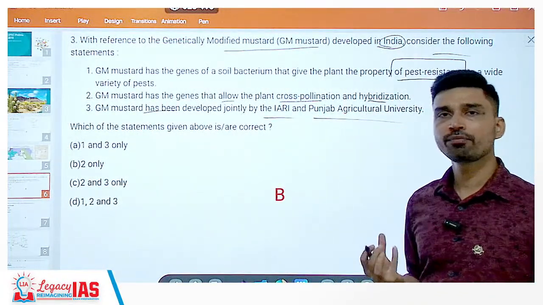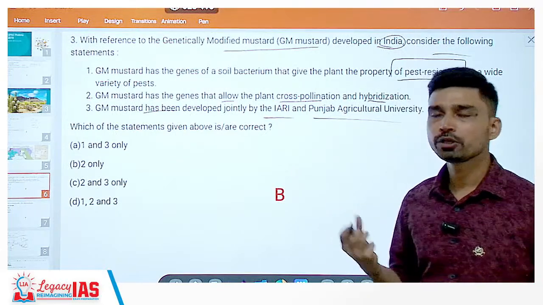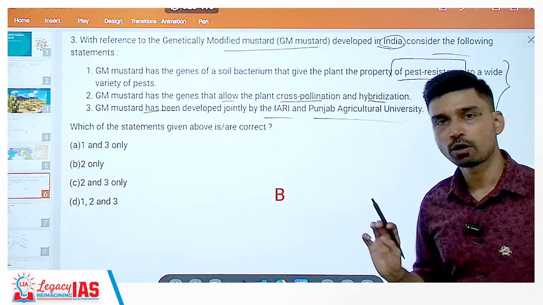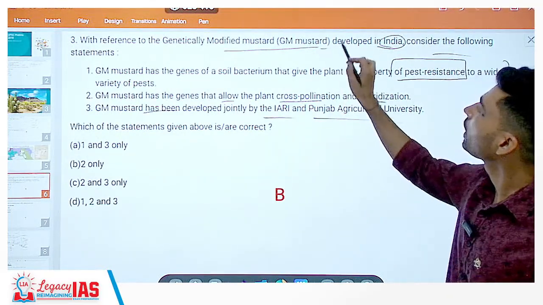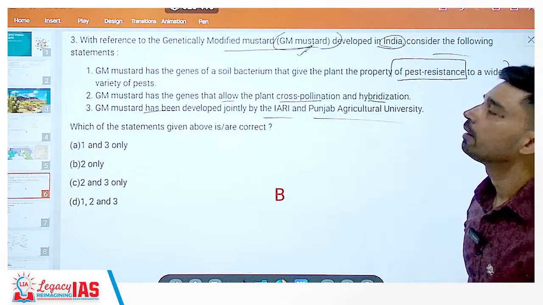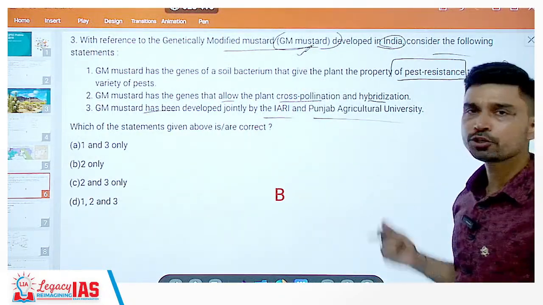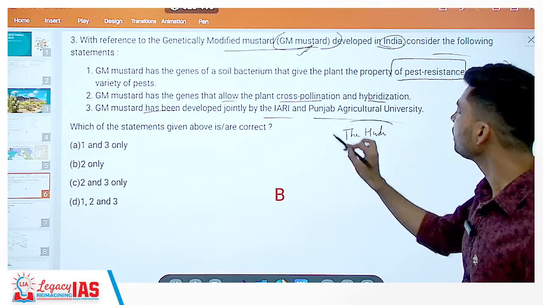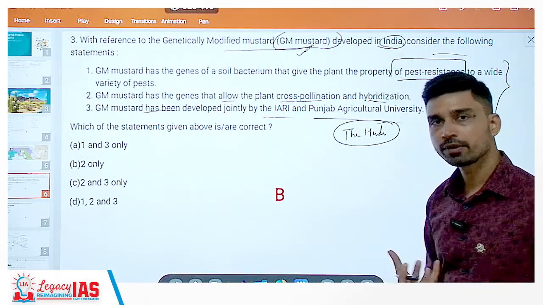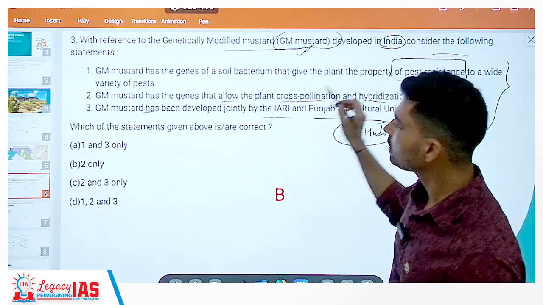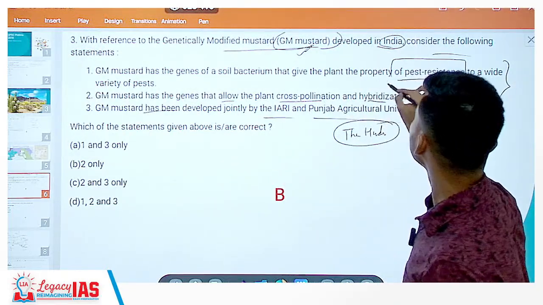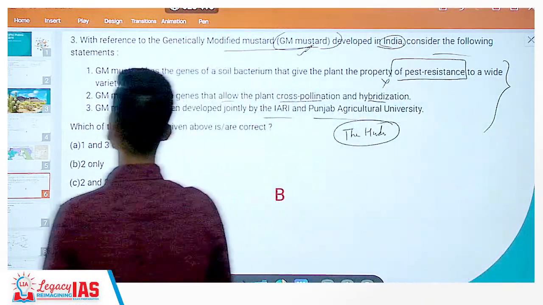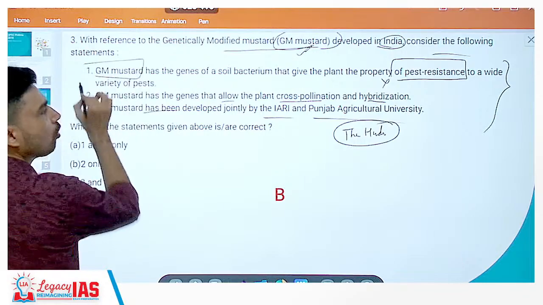So these are very fact-driven, fact-related questions. If you have read about GM mustard in detail, you might be able to pick the correct option here. I remember this question; the article about GM mustard where all these things are mentioned was published in The Hindu newspaper. That is why this newspaper is very important while preparing for current affairs for the UPSC examination. So the first statement is actually incorrect. Basically, the main purpose of growing this mustard is to increase the overall yield.